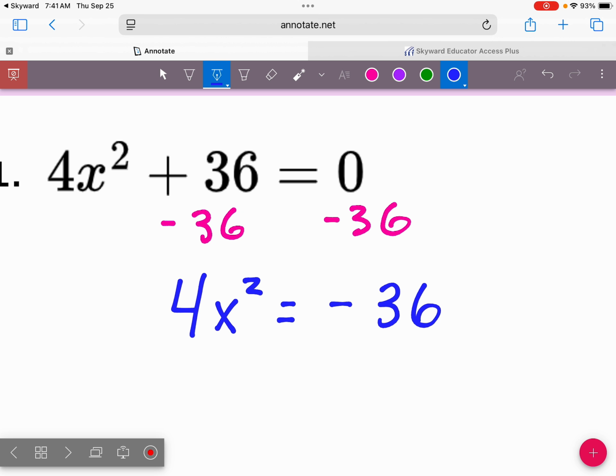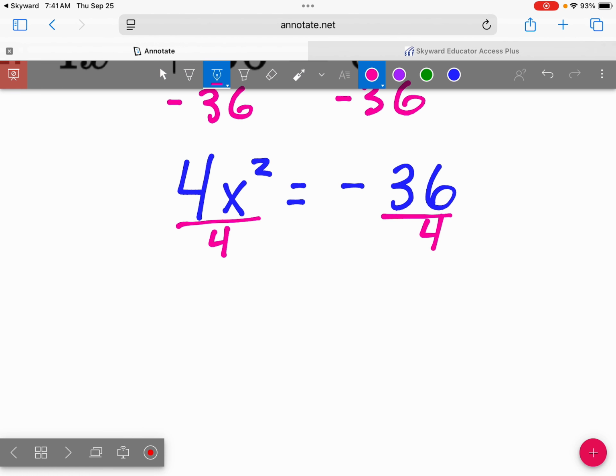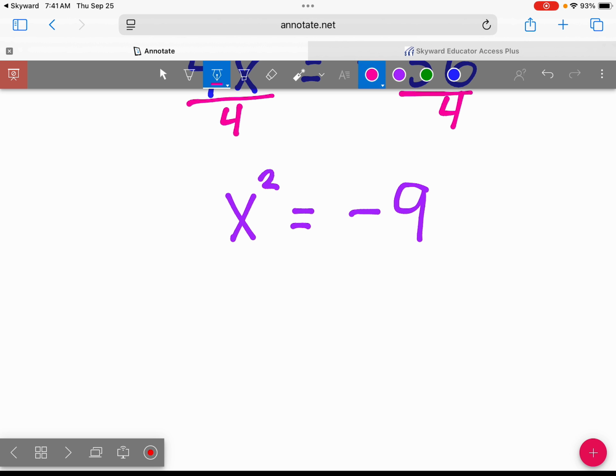Divide by 4, because I want to get my x by itself. So if I divide by 4 on both sides here, we get our x squared equals 36, negative 36 divided by 4 is negative 9. And if we're going to square root both sides, to get rid of that power on my x, I choose to do a square root on both sides.